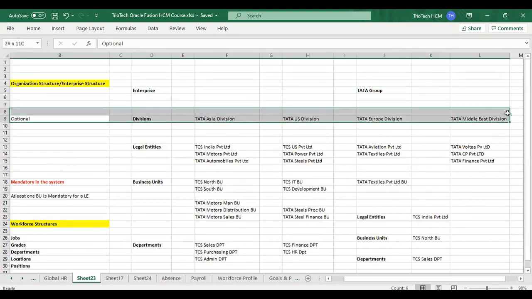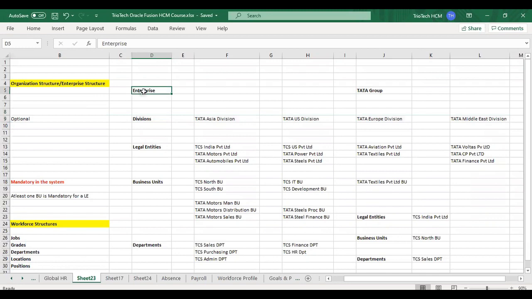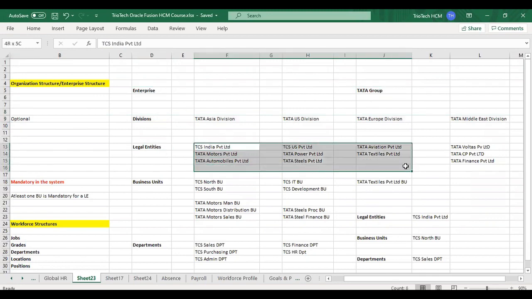But divisions, if you want, you define them as part of the reporting structure information if you want to maintain it in the system, or else we can straight away ignore them, team. After defining our enterprise, we can go straight to the legal entities and configure all our clients' companies in the system, team. Okay, that is an optional concept, and the rest are all mandatory.